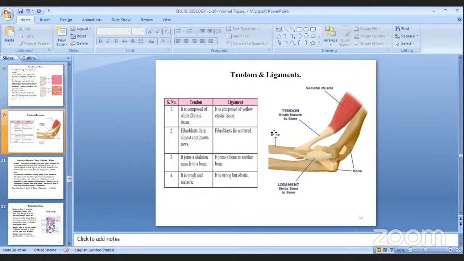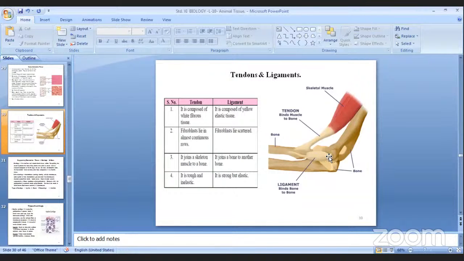So this difference you can see here: the tendon is composed of white fibrous tissue, the ligament is composed of yellow elastic tissue. Then in the tendon, fibroblasts lie in almost continuous rows, while here they lie scattered. Then the tendon joins a skeletal muscle to a bone. So this is the main point of difference. Tendon joins the muscle to the bone, and it is tough and inelastic, whereas the ligament is strong but elastic.